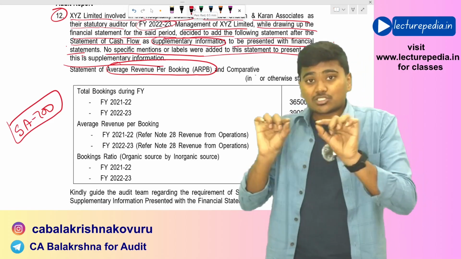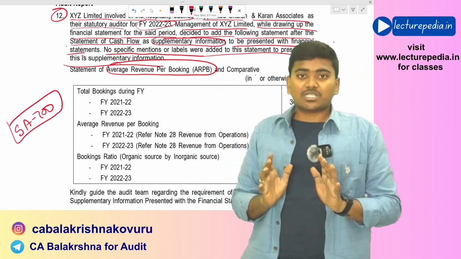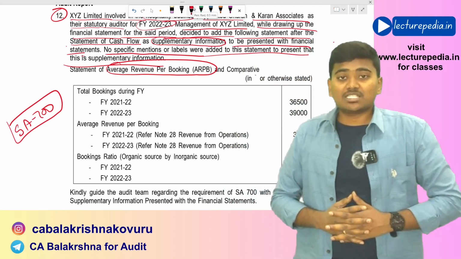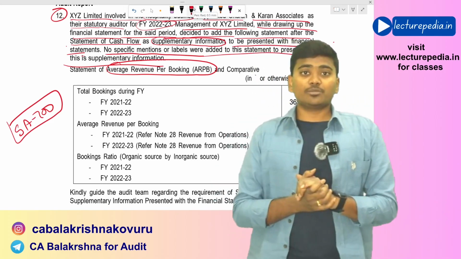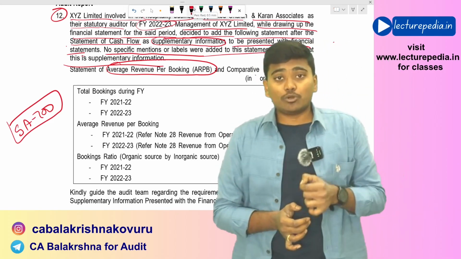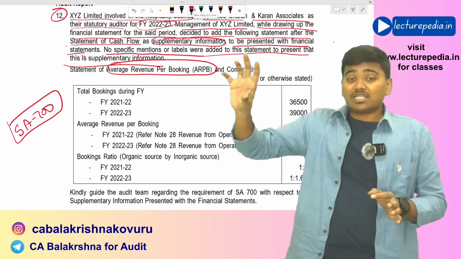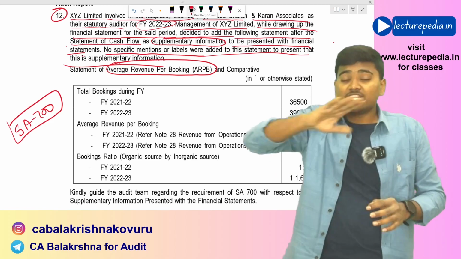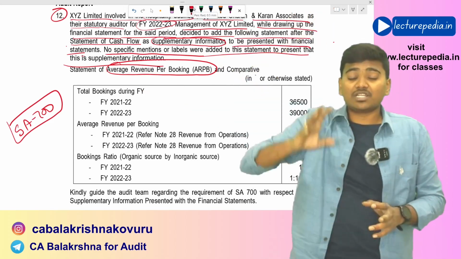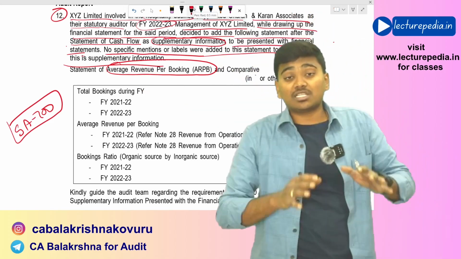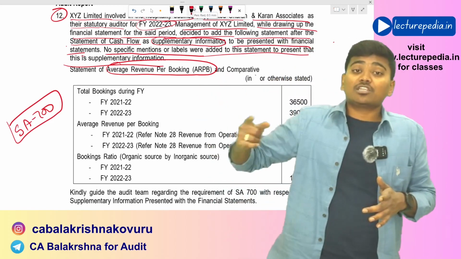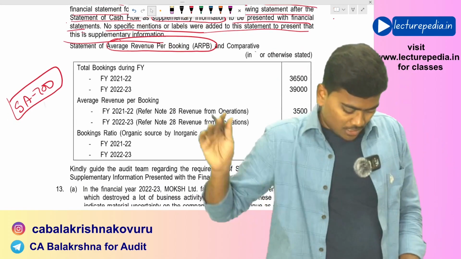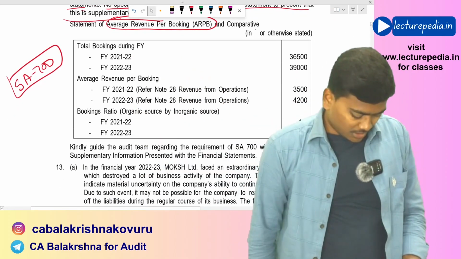Proper disclosure or a proper heading must be given that this is supplementary information. If management refuses to change the presentation of such supplementary information, then the auditor, in his audit report, needs to mention that this is supplementary information given by the management with the financial statements, and that he is not giving any opinion on it because it is not integral to the financial statements. Like this, the auditor must mention in the audit report if management refuses to change the presentation of the supplementary information. That is what you need to write here in question number 12.